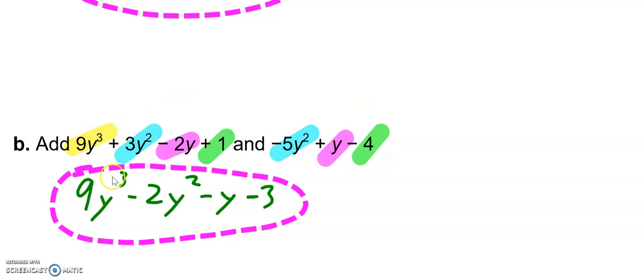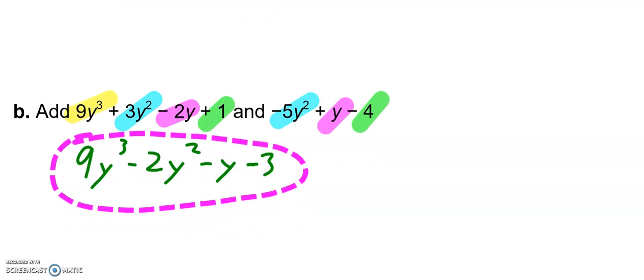And then the 9y cubed, so that just stays 9y cubed. So then 3 minus 5 is negative 2y squared. Negative 2 plus 1 is negative 1y, and 1 plus negative 4 is negative 3. So we get 9y to the third minus 2y squared minus y minus 3. Any questions? Okay, hopefully pretty straightforward.